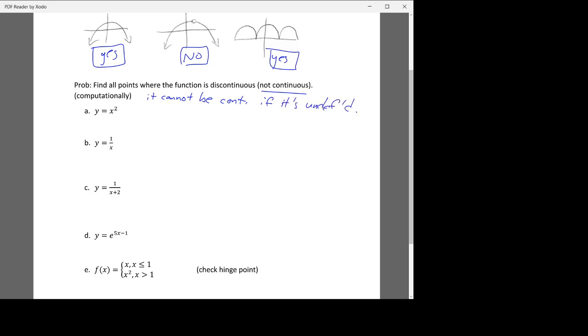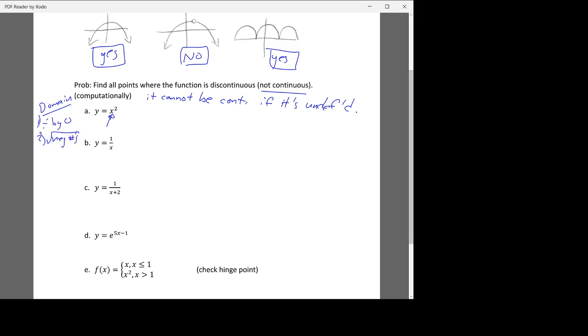So basically what we're saying is, can you plug everything in here and square it? Is there anything you can't plug in and square? It's a domain question in disguise, even though we're asking about continuity. We're asking, do we do any division by zero? And we're asking, is there any square roots of negative numbers? Those are the two things to look for.